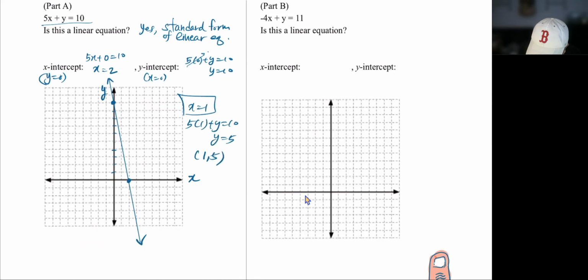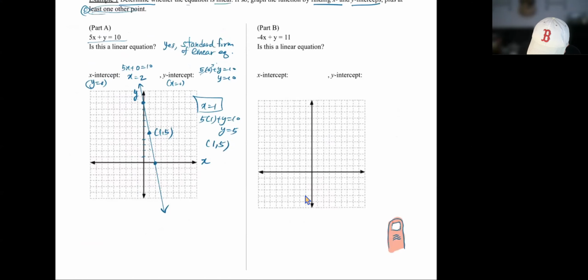Let's check it out. We've got x is 1 here, y is 1, 2, 3, 4, 5. Yep, it seems to cross that right there. 1, 5, 1, 2, 3, 4, 5. Yeah, that's correct. So now we have satisfied all three of them.